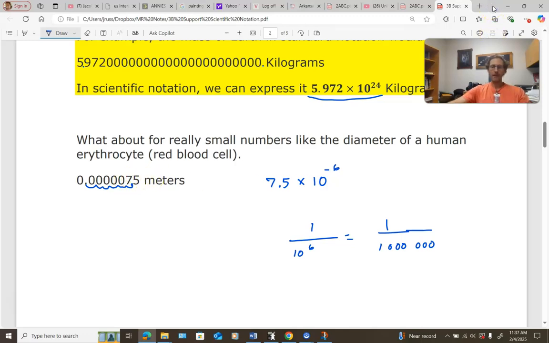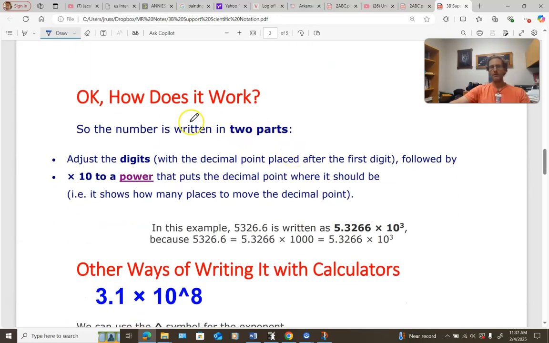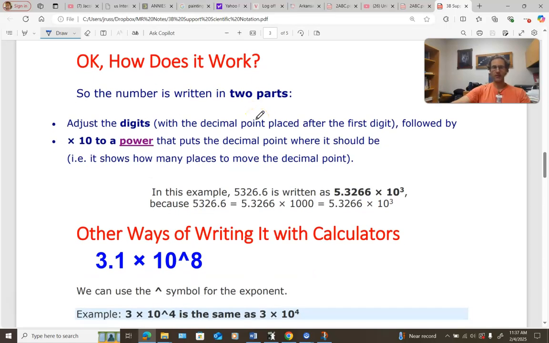All right, well, let's look at some other examples. So how does it work? The number is written in 2 parts, kind of like I illustrated just a second ago. You're going to adjust the digits with the decimal point placed after the first digit, followed by 10 to some power. That puts the decimal point where it should be. It shows how many places to move the decimal point.